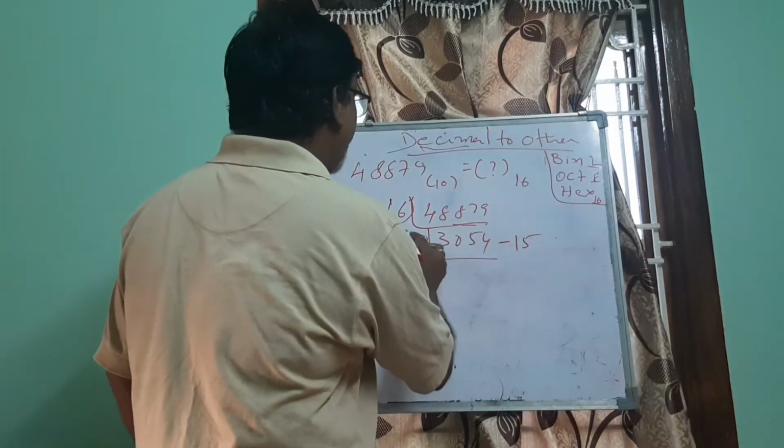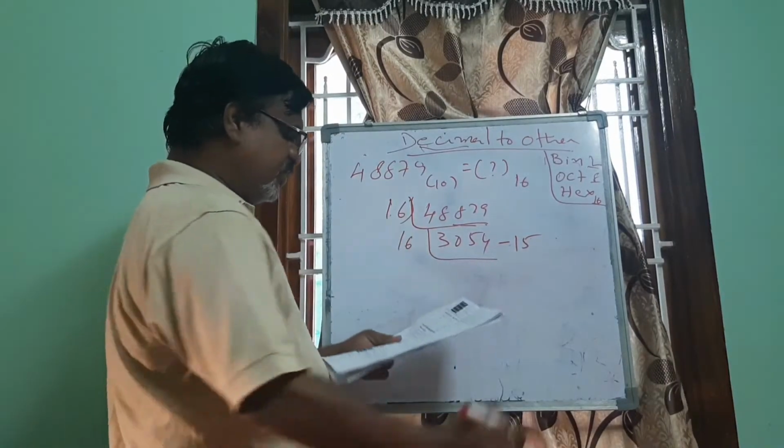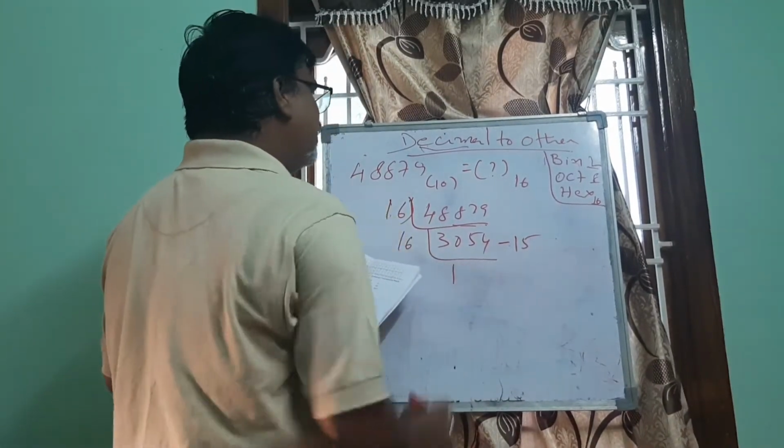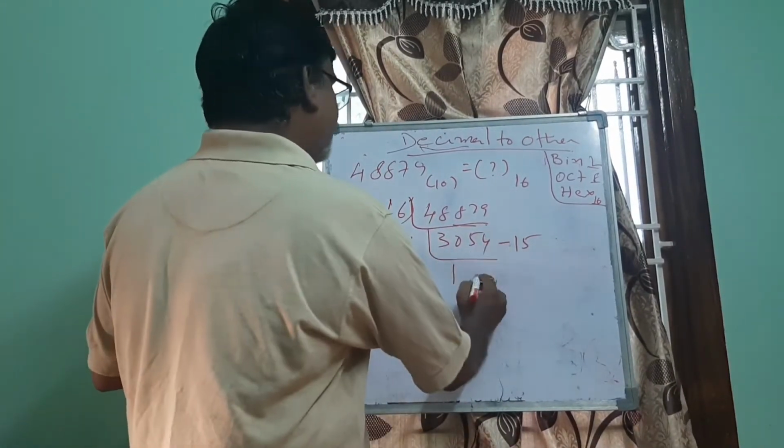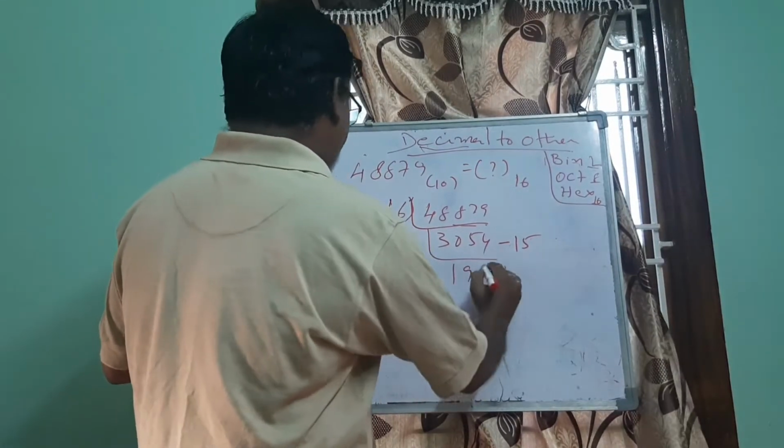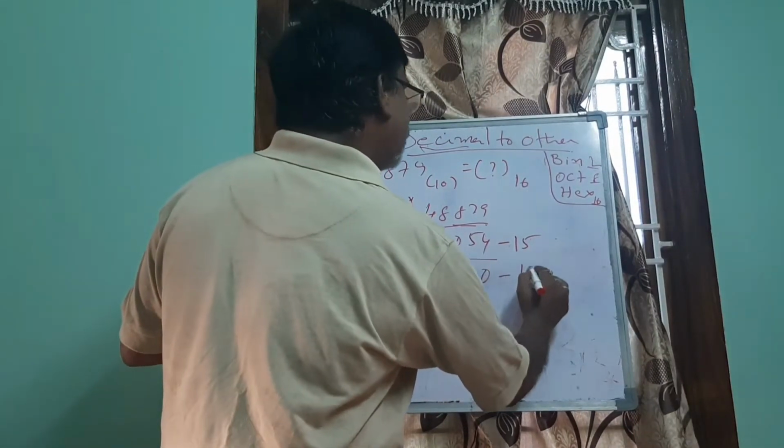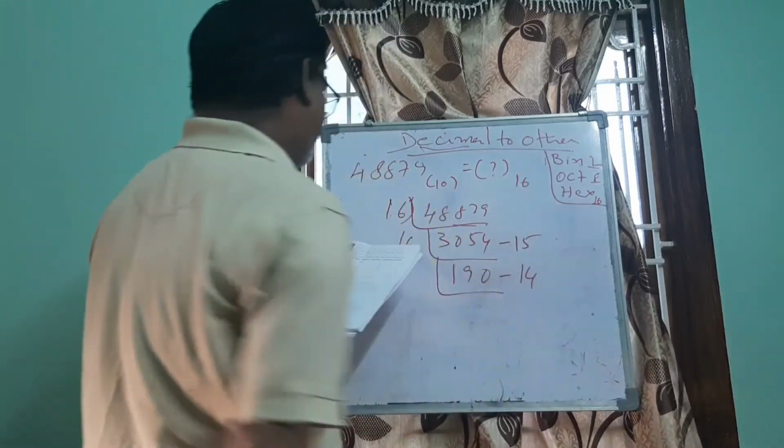So, again, you divide this with 16. 16 ones are 16. You will have 14 here, 16 nines are 144, and then here 0. You will get a remainder as 14.